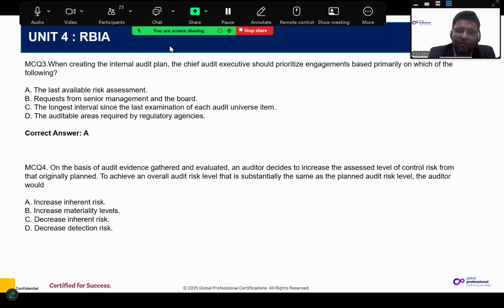Is it the current risk assessment or the last risk assessment? It's basically the last available risk assessment, the latest risk assessment that you've done. Right? Okay. Yeah. All right, let's move on to the next question, please.